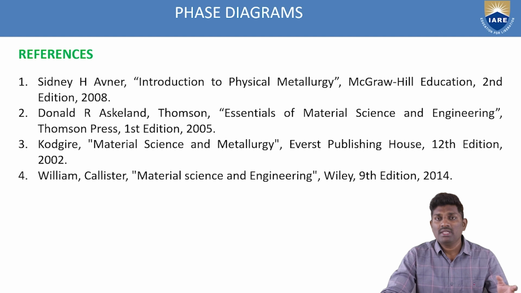So you can find the information from these books: Introduction to Physical Metallurgy by Sidney Avner, and the second one is Essentials of Materials Science and Engineering by Donald Askeland. The third one is Material Science and Metallurgy by Kodgire, and the fourth one is Materials Science and Engineering by William Callister.